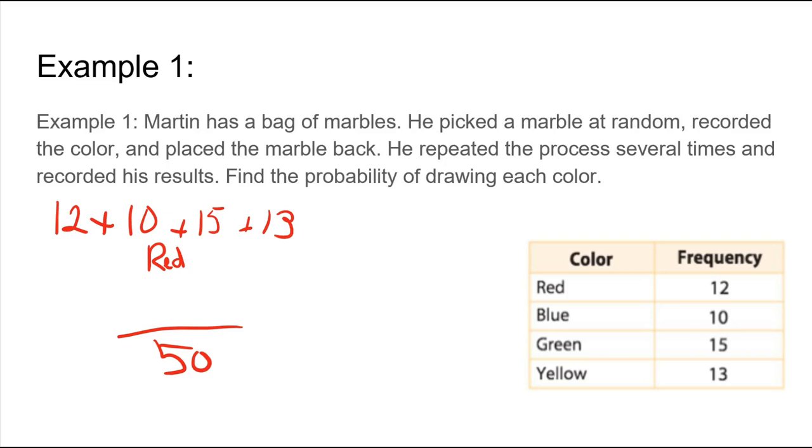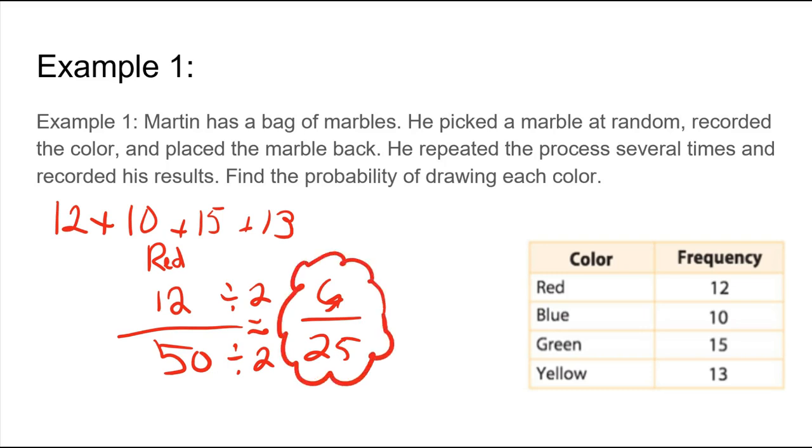So if we look at red, 12 times out of 50, he pulled a red one. That means the probability is 12 out of 50, but we can simplify that because 2 goes into both of them, which gives us 6 out of 25. And that cannot be simplified anymore, so our probability of drawing a red is 6 out of 25.